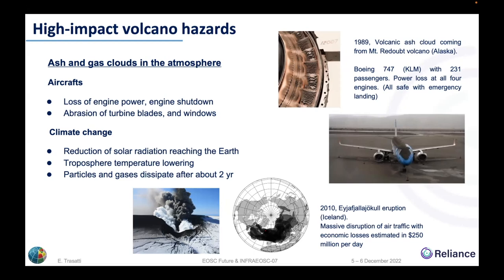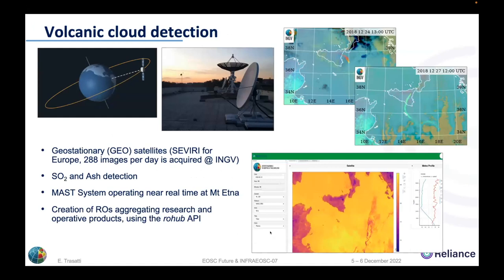I don't personally remember the disaster of 1989 due to the eruption of a volcano in Alaska, but I remember very well the massive disruption of air traffic during the eruption of the Eyjafjallajökull volcano in 2010. You see the black cloud here, so not only Europe but most of the northern hemisphere was affected. So it's very important to detect the extent of this cloud.